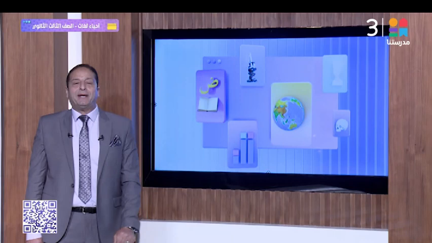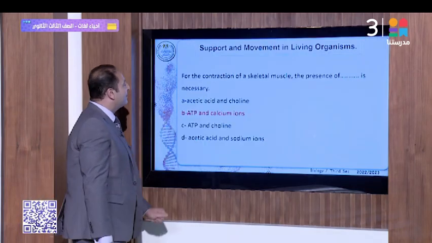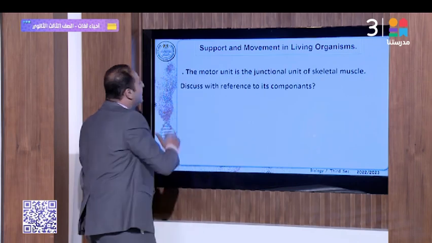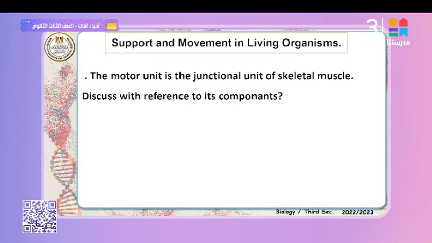Please follow me and pay attention again. That's right. Another question. The motor unit is the functional unit of the skeletal muscles. Discuss with reference to this component. As I mentioned previously, the building unit of the skeletal muscle is called the muscle fiber. What about the motor unit? The motor unit is considered the functional unit of the skeletal muscles. The summation of contraction and relaxation is related to the motor unit.